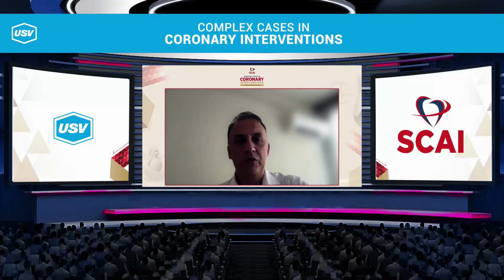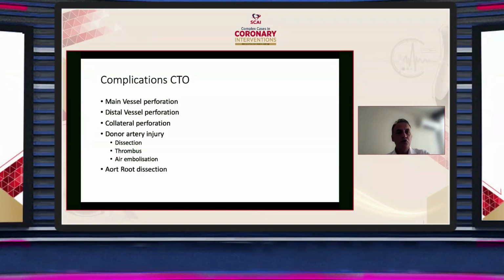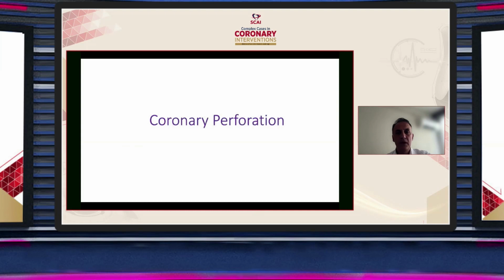Let's talk about CTO complications. So what could we have when we do CTO PCI? We could have main vessel perforation, distal vessel perforation, collateral perforation, donor artery injury like dissection, thrombus, air embolization, or aortic root dissection, especially when we use LA1 for the right CTOs.